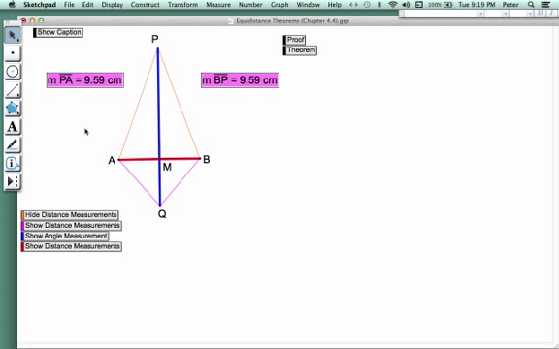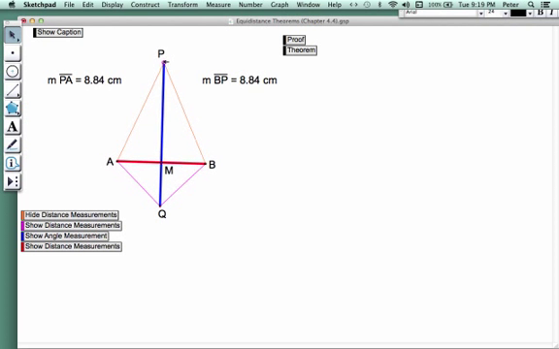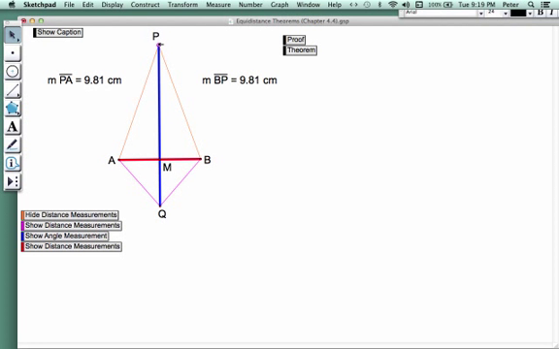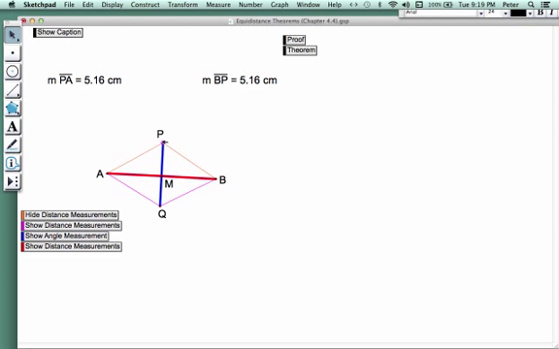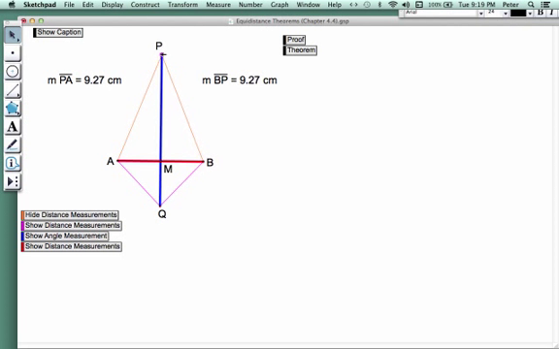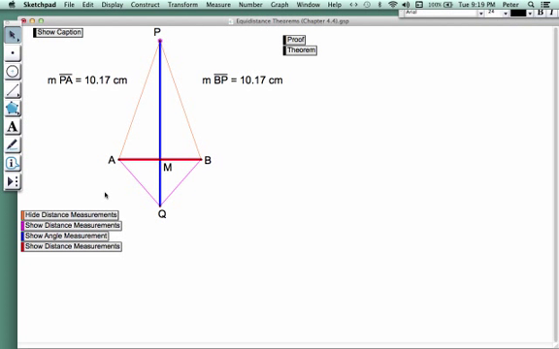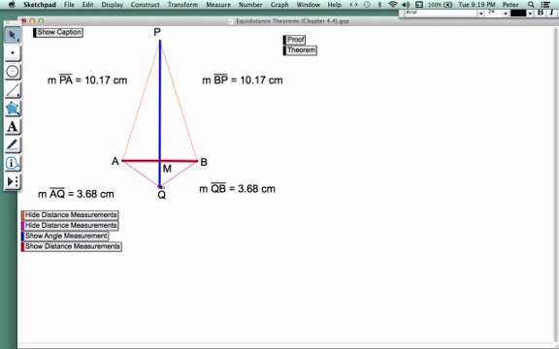Okay, let's take that a piece at a time. You can see I've measured out AP and BP are the same measure. So P is equidistant from the endpoints of AB. No matter how I move point P, it's always going to be as far from A as it is from B. So we say that it's equidistant from AB. Now Q is another point that's as far from A as it is from B. So we say that since AQ is congruent to QB, point Q is equidistant from the endpoints of the red segment AB.